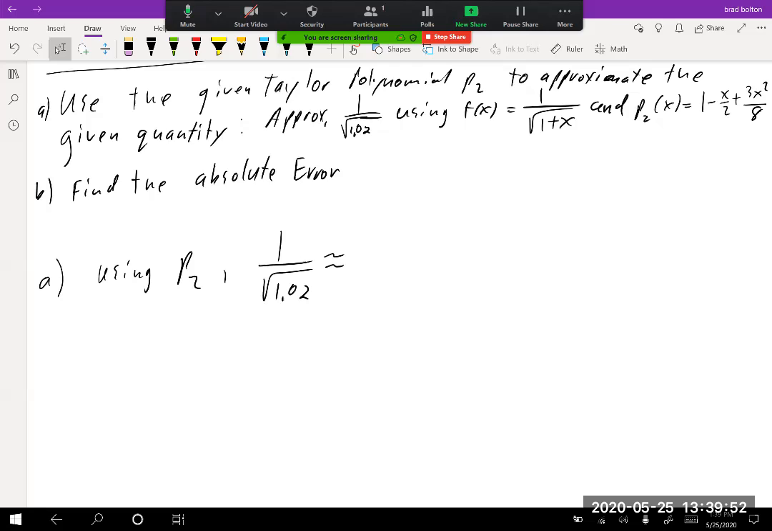So in this problem, they actually say use the given Taylor polynomial. So for this one, they give you the Taylor polynomial p sub 2 to approximate the given quantity. So they want us to approximate 1 over the square root of 1.02, and they're telling you that the Taylor polynomial for 1 over 1 plus x is 1 minus x over 2 plus 3x squared over 8. They're giving you p sub 2, or in my case, I'd say t sub 2, okay? So we're going to use that to approximate it, and then they want us to find the absolute error.